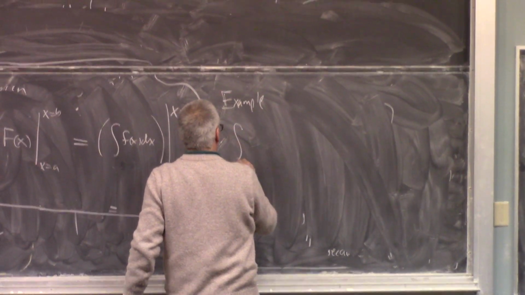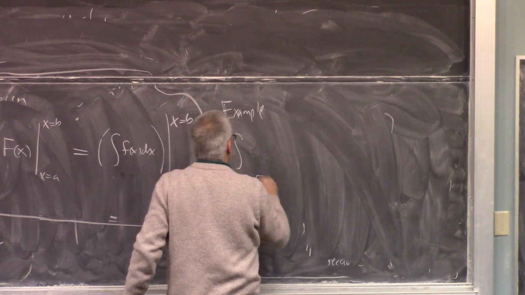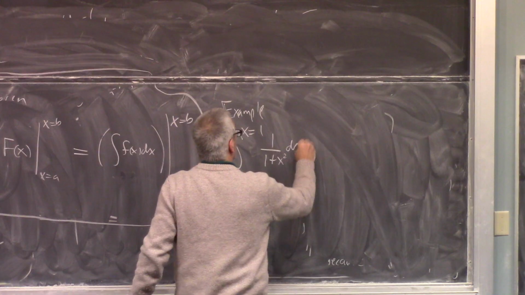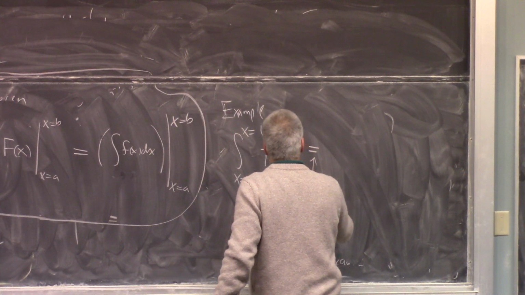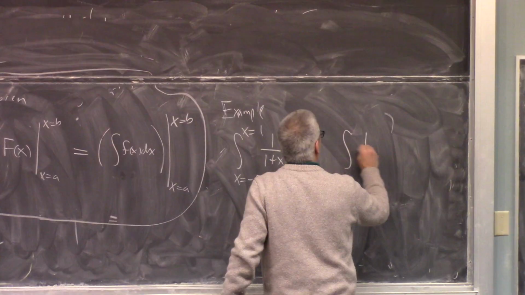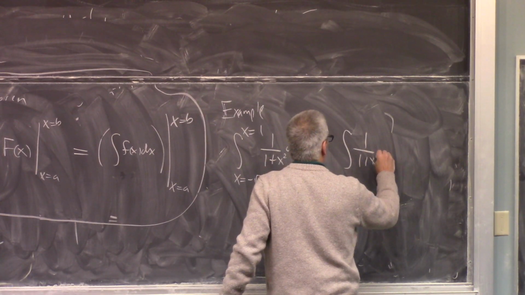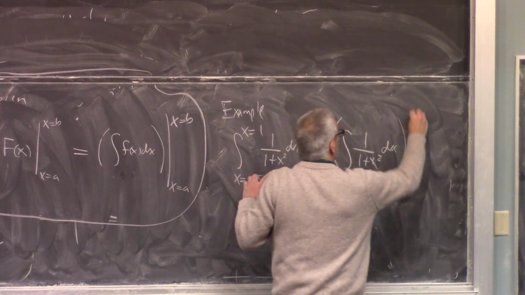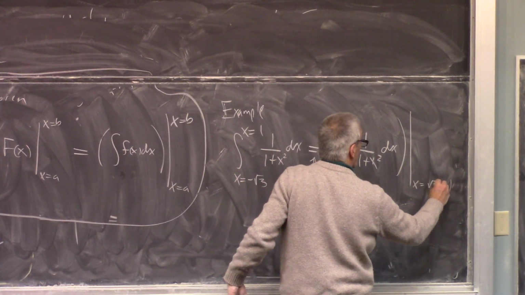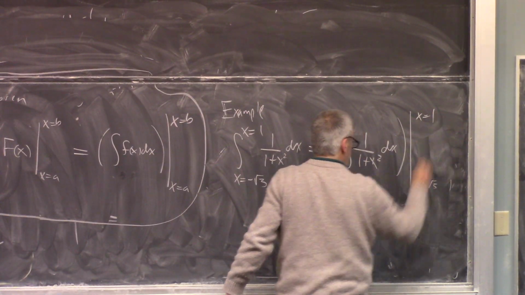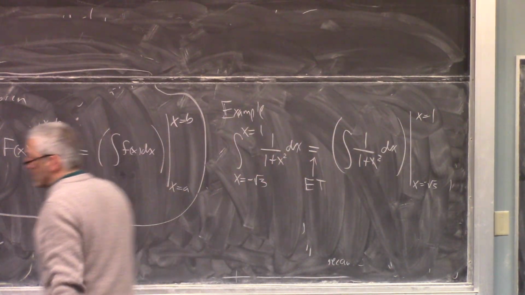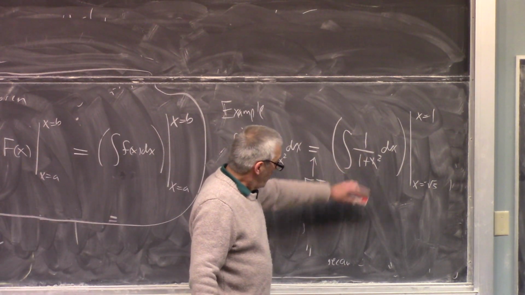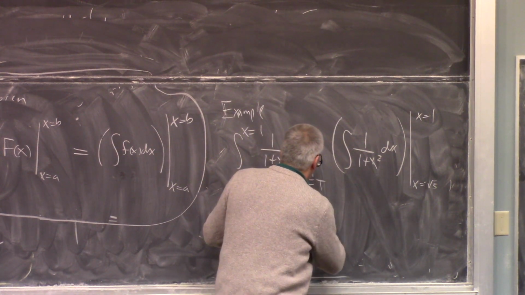Let's do the definite integral from x equals minus square root of 3 to x equals 1 of 1 over 1 plus x squared. Okay, well, by the evaluation theorem, I have to find an antiderivative of 1 over 1 plus x squared. And then I have to evaluate it from x equals minus square root of 3 to x equals 1. Oh, but a while ago, we found that an antiderivative of 1 over 1 plus x squared is tan inverse.